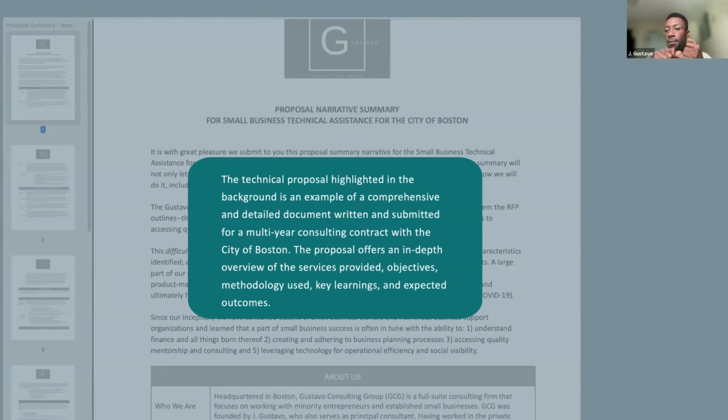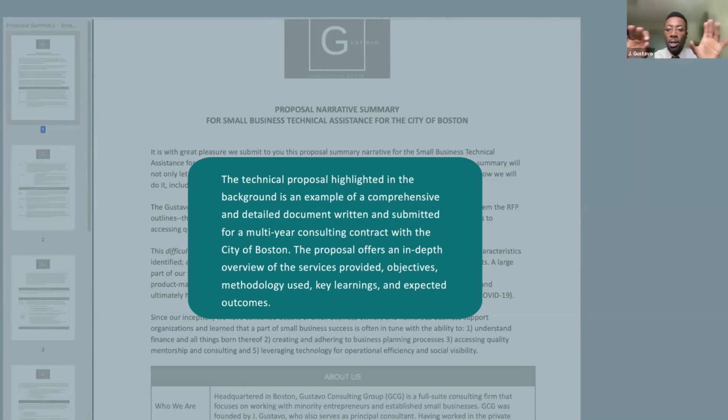By providing a detailed explanation of the proposed services, the proposal actually helps the city of Boston understand how my consulting services can be applied to meet their specific needs. If you look at the objectives outlined in the proposal, it should provide a clear understanding of what your services aim to achieve, and how it will actually benefit that local government. And in my case, that was the city of Boston.